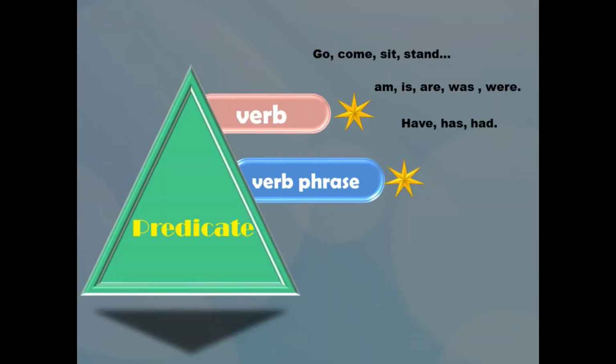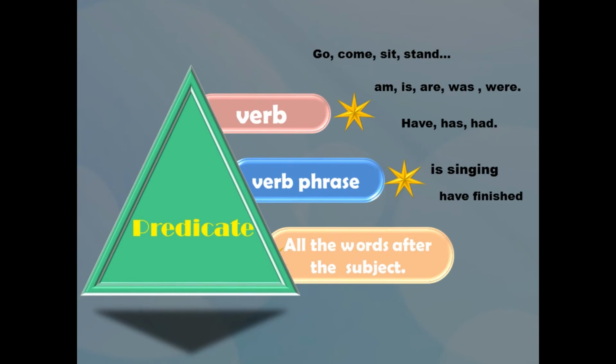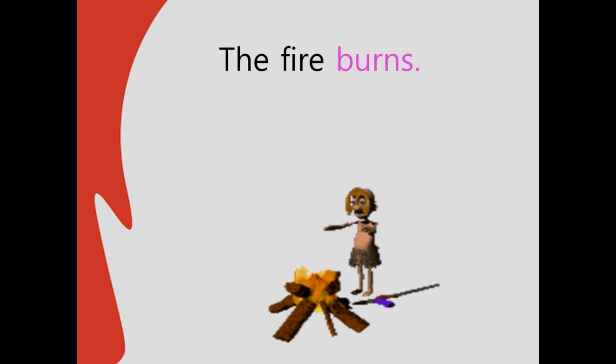A predicate can be a verb phrase like is singing, have finished. A predicate can also be all the words after the subject, like is playing in the ground and went to the library. Let us work on some example sentences and identify the predicate presented in them. The fire burns. Here, burns, verb, is the predicate.